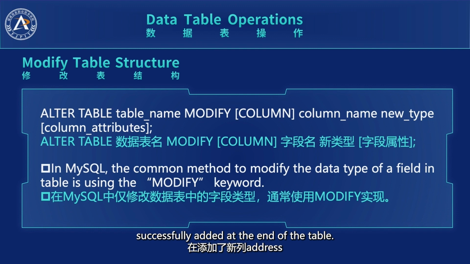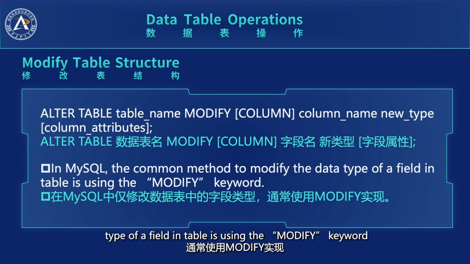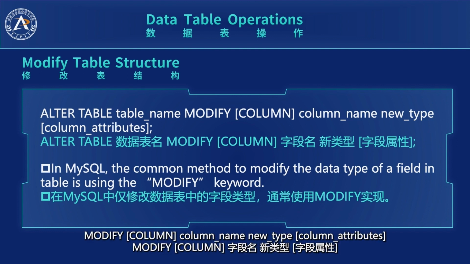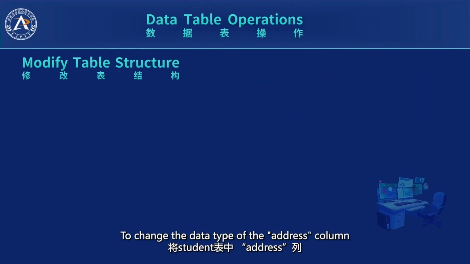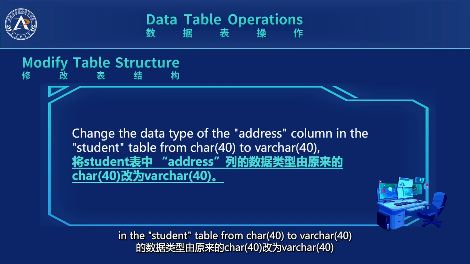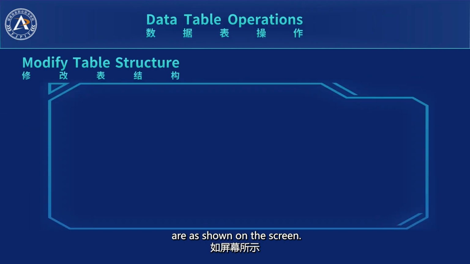end of the table. In MySQL, the common method to modify the data type of a field in a table is using the modify keyword. The statement used is alter table table_name modify column column_name new_type column_attributes, to change the data type of the address column in the student table from char 40 to varchar 40. The specific statement and the expected execution result are as shown on the screen.